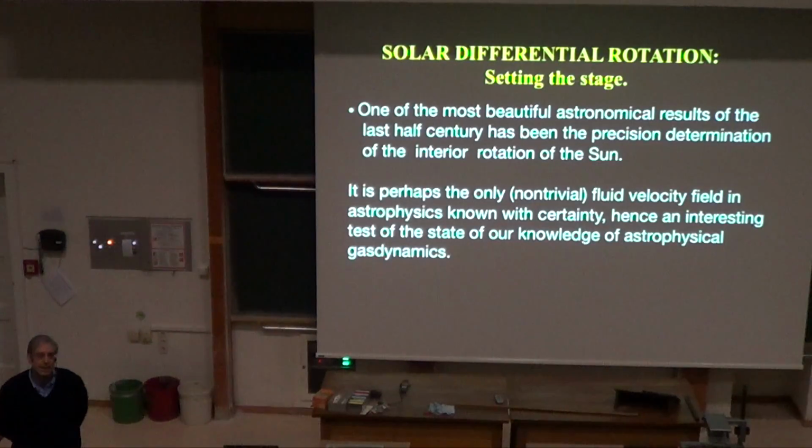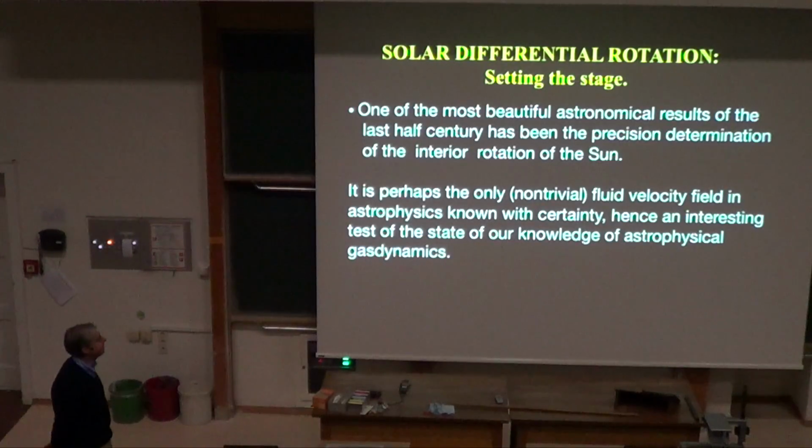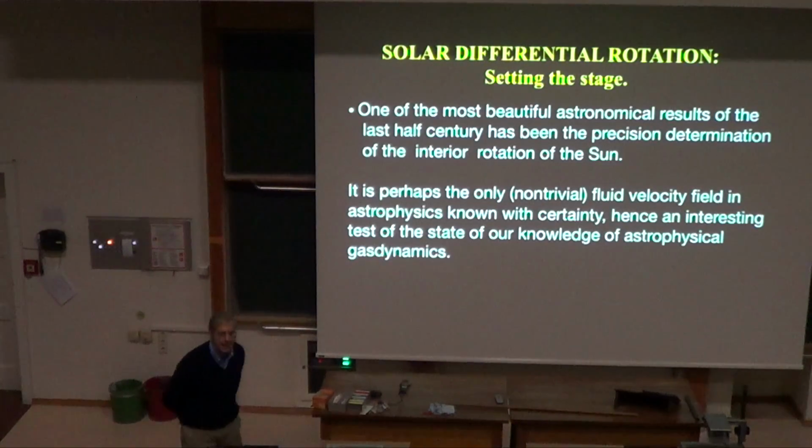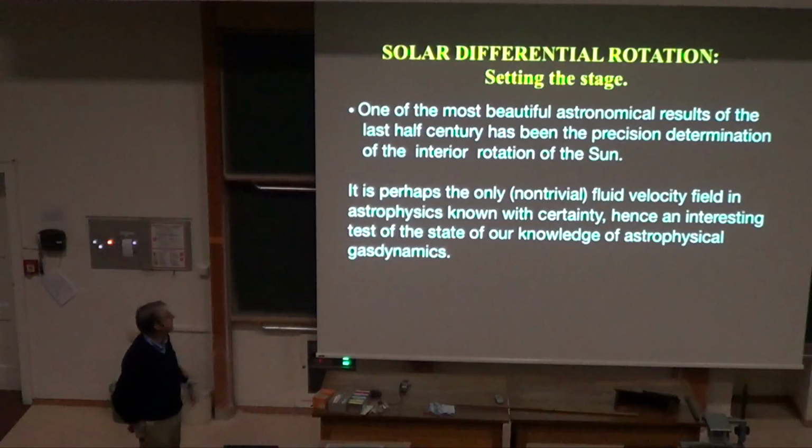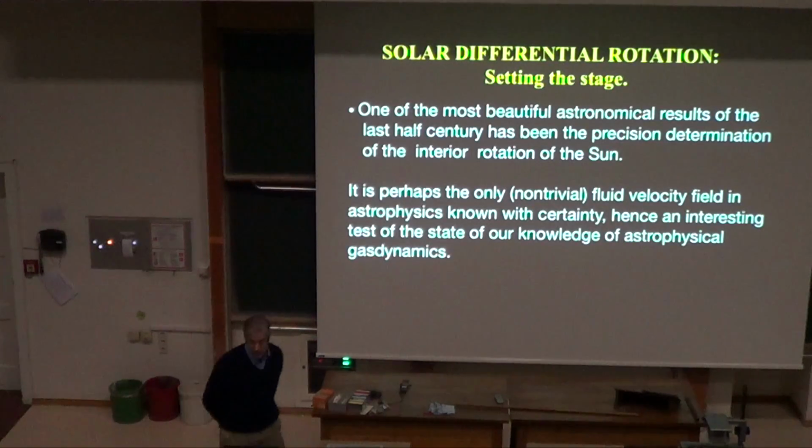At one point on the slide, I had to state that it was the only fluid velocity field in astrophysics that we know with certainty. And then someone in the audience put their hand up and said, what about Hubble flow? Well, except for v proportional to r, this is, you'll see, a little more interesting. So this is an interesting test of the state of our knowledge of astrophysical gas dynamics. How well can we do with this?